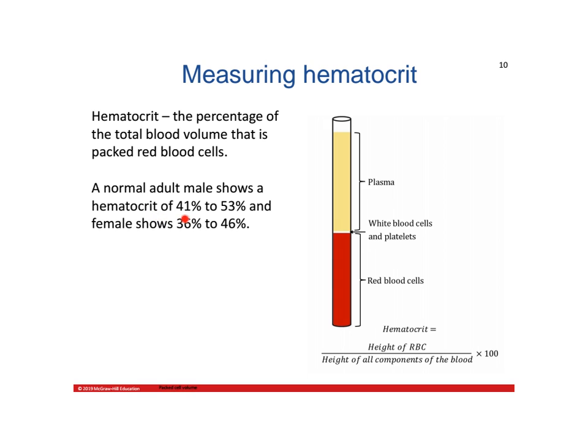The normal adult male hematocrit is about 41% to 53%. And for females, hematocrit is 36% to 46%. So notice that the hematocrit is quite a bit higher in adult males compared to females.